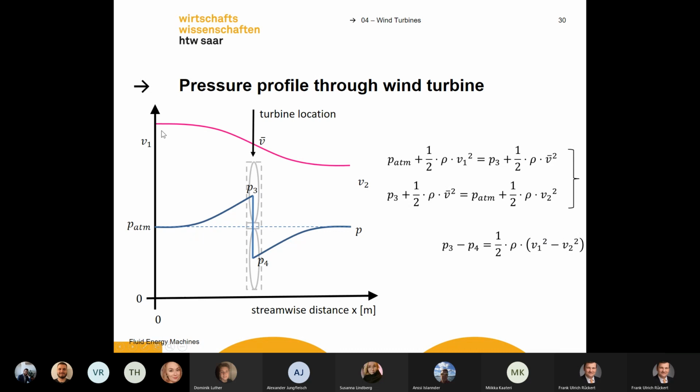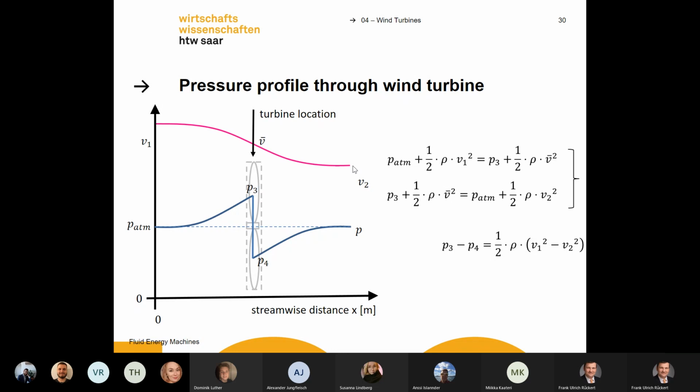Okay, here again is the same picture. You have the plate, you have the atmospheric pressure, you have a higher pressure here, a lower pressure here, and you get back to the atmospheric pressure if you're far away from the windmill. But velocity will be higher here, and velocity will be lower behind the windmill because you take back the energy.